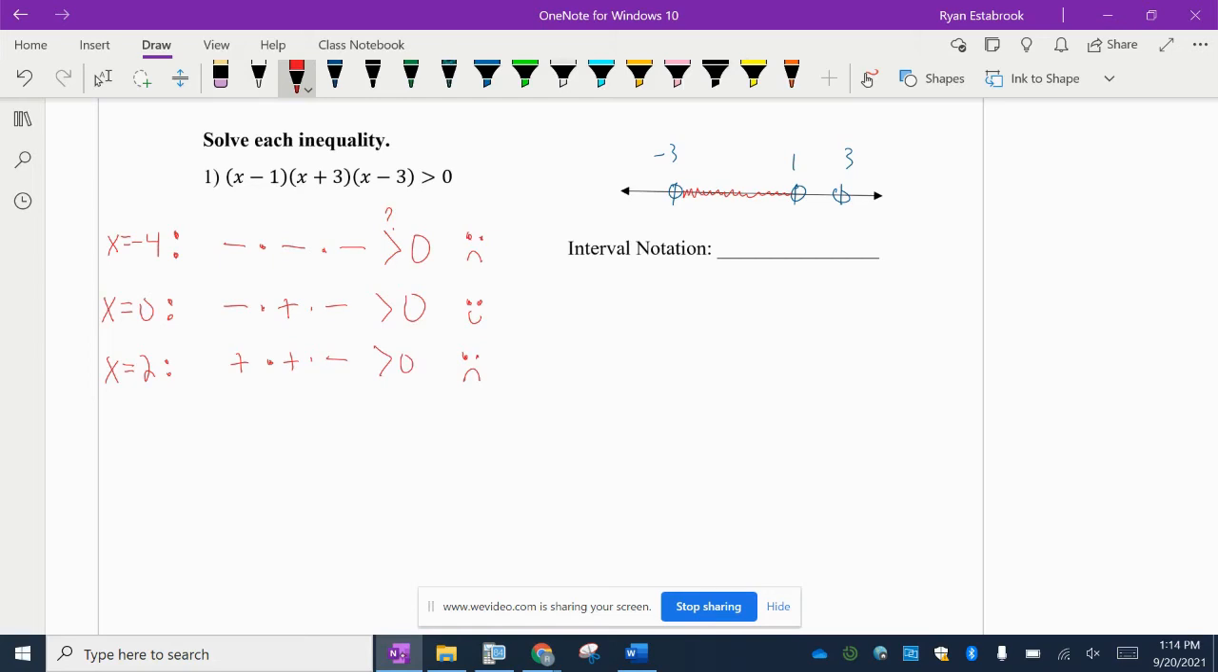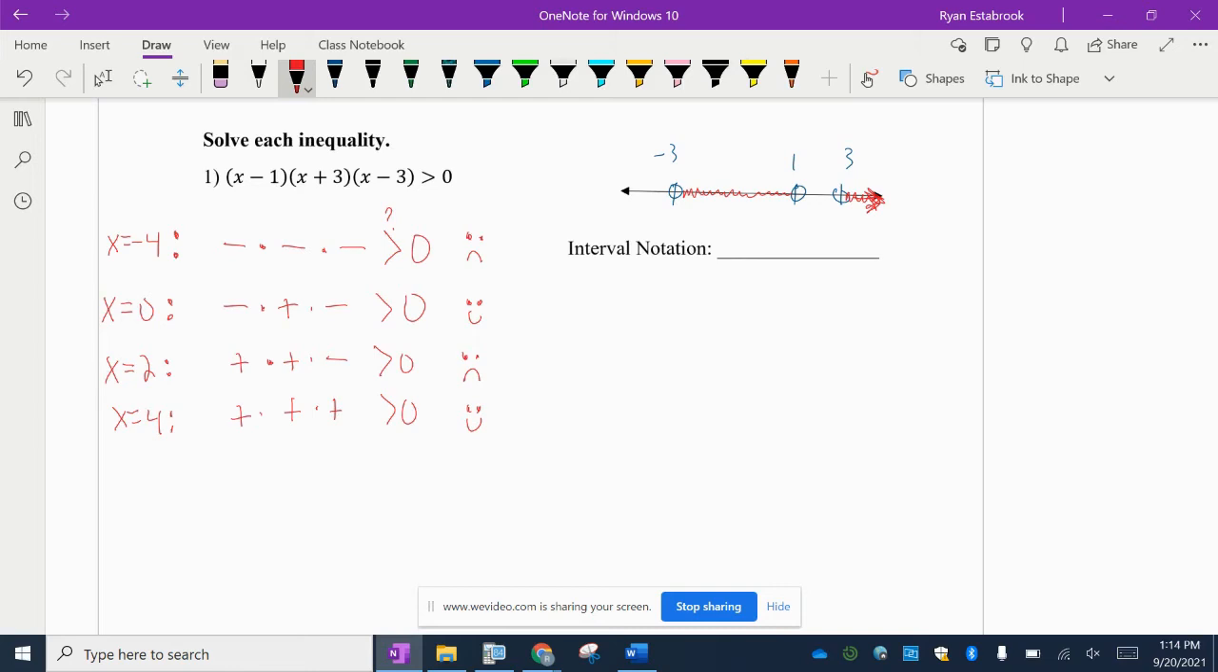And after you've done a few of these, you start to ask yourself, what am I anticipating in the next one? So something to the right of 3, like maybe x equals 4. Do I think it's going to work or not? I kind of think it will. I think it probably should. So if I plug 4 in, 4 minus 1 is positive. 4 plus 3 is positive. 4 minus 3 is positive. Positive times a positive times a positive is a positive value. So yes, it's greater than 0. So yes, it gets shaded.